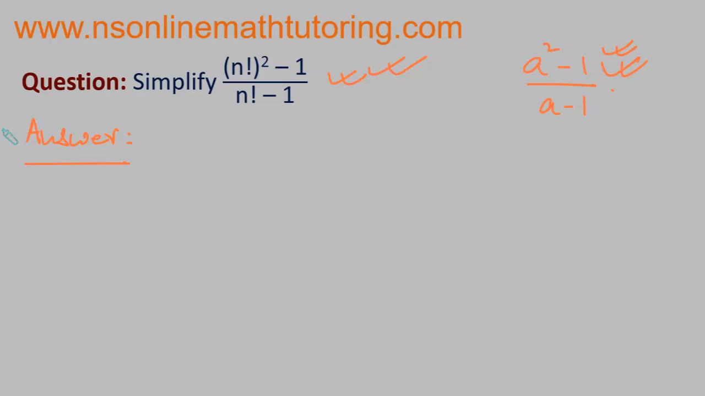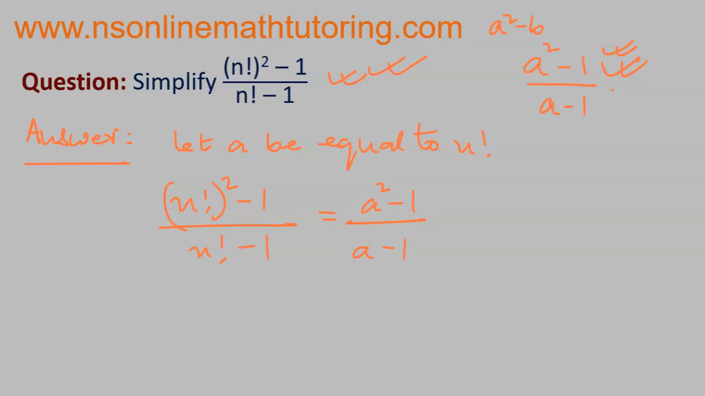So, in case you are having confusion, let me write that let a be equal to n factorial. Okay, then let me write the question once more. (n factorial) whole square minus 1 over n factorial minus 1 is equal to, in place of n factorial, I will be writing a. So, a square minus 1 over a minus 1. And we have the algebraic identity a square minus b square is equal to a plus b times a minus b.